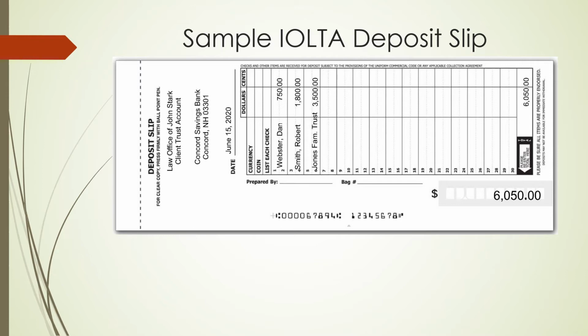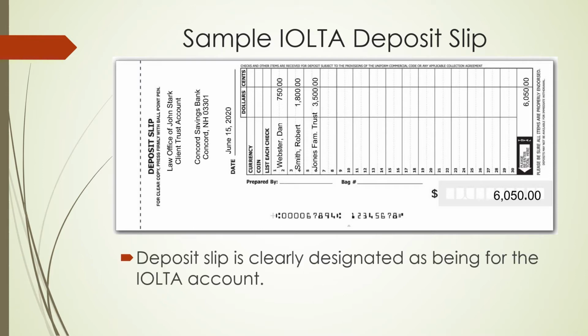Let's take a look at a sample deposit slip for an IOLTA account. Notice that the deposit slip is clearly designated as being for an IOLTA account. Underneath the name of the law firm, it says Client Trust Account. Always check to make sure that you are depositing money into the correct account.